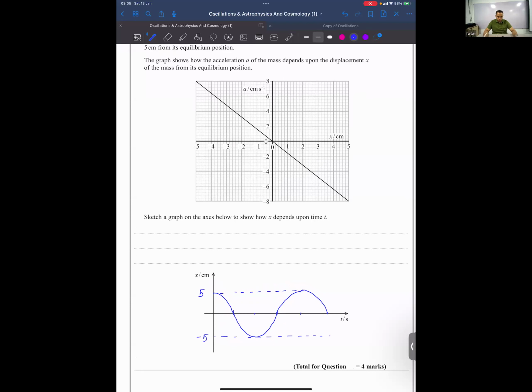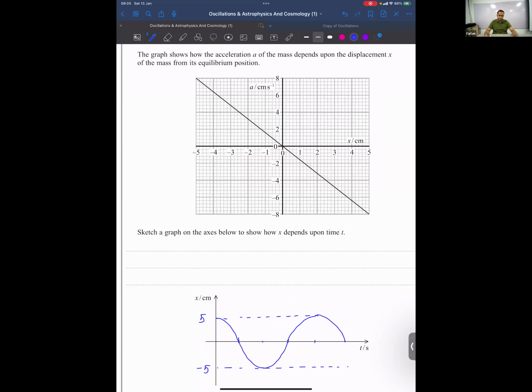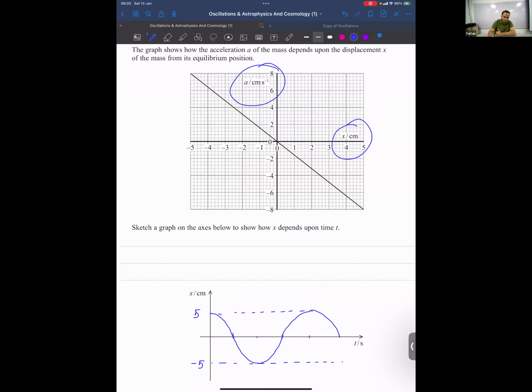And then it's a 4 marker, so I believe they're expecting you to mark the time period as well. So you can mark the amplitude to be 5 centimeters and find the time period. Look at this part. If you take the graph of A versus x, A equals minus omega square x. So if you take A on the y-axis and x on the x-axis, it's a graph in the form of y equals mx, where the gradient is equal to minus omega square.